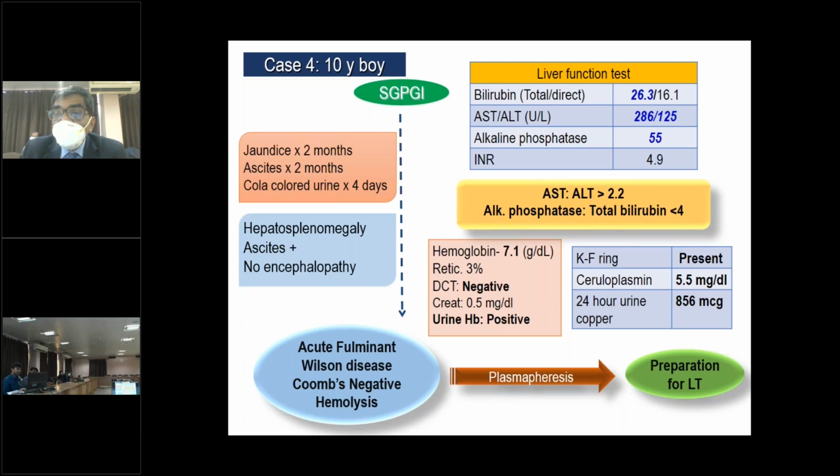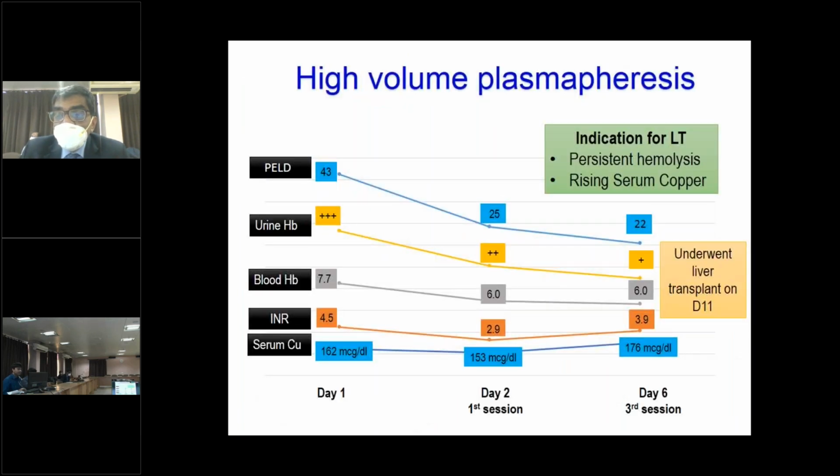for the liver transplant, and the parents were willing for the same, but they were trying to get some time for arranging finances and donor. So we had given a trial of plasmapheresis as a bridge therapy for the liver transplant. We had given 3 sessions over next 6 days, and child showed some improvement transiently, but later on his hemolysis was persisting, coagulopathy was persisting, and there was rising level of serum copper. So this child underwent liver transplant on day 11.